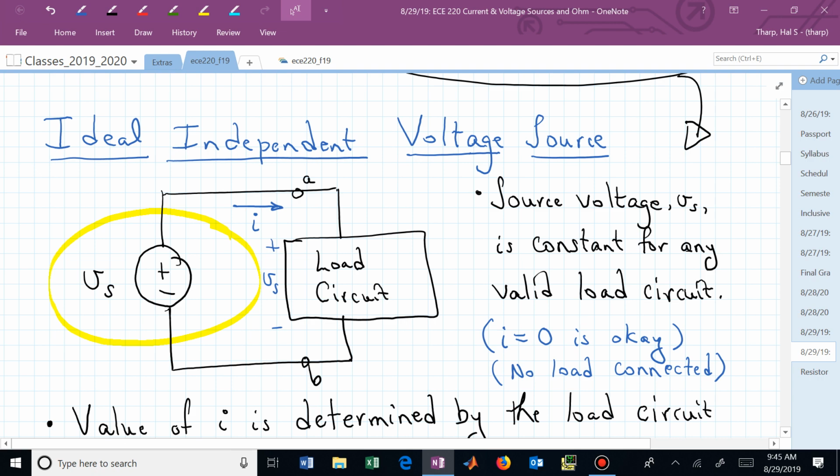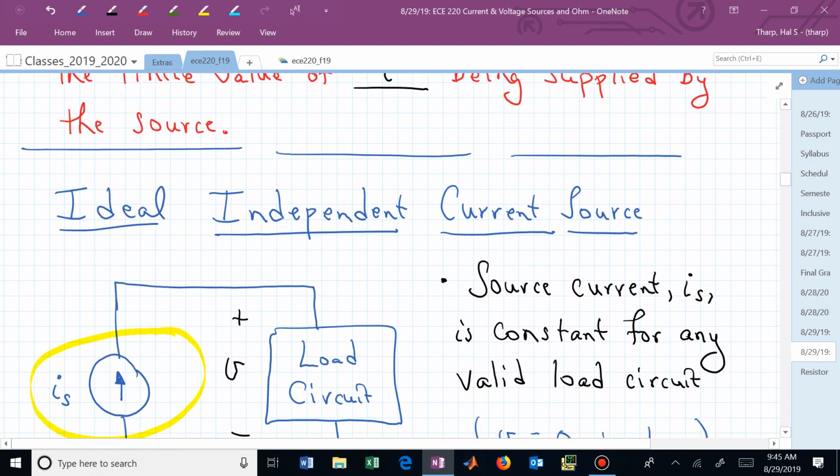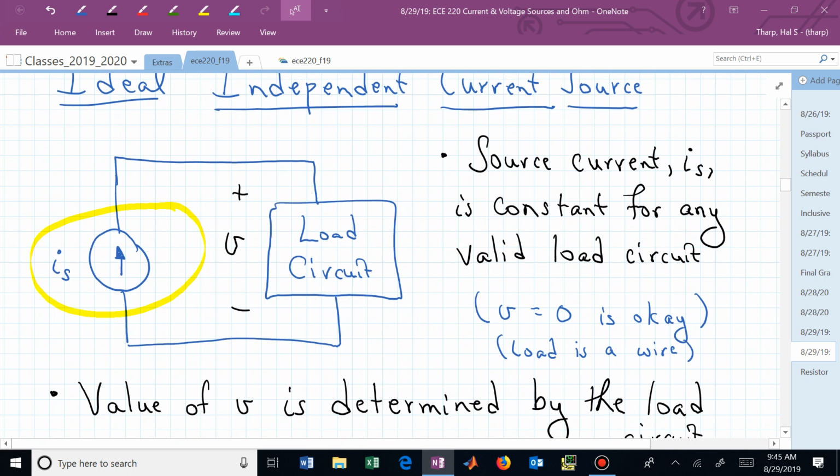In the lab, you're going to have a power supply that is really a voltage source, but you can fix it to give you a constant current. Then you have not an ideal, but a practical current source in the lab.